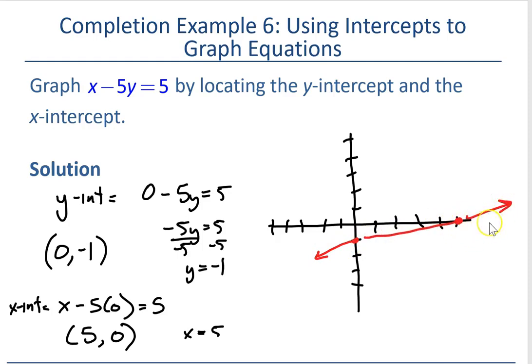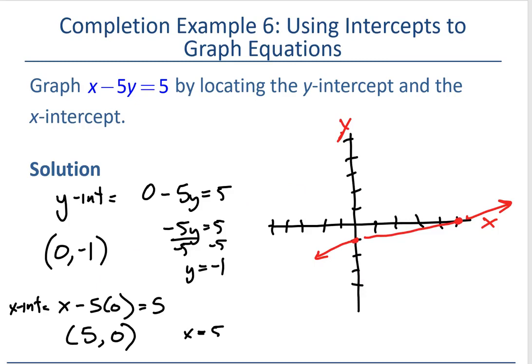Notice your x-intercept is where it's crossing the x-axis, because that's your x. This is your y. Make that look a little bit more like a y there. And this is where it crosses the y-axis. And that's exactly how they'll graph every single time.